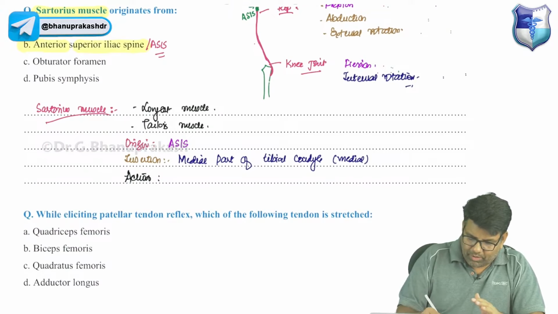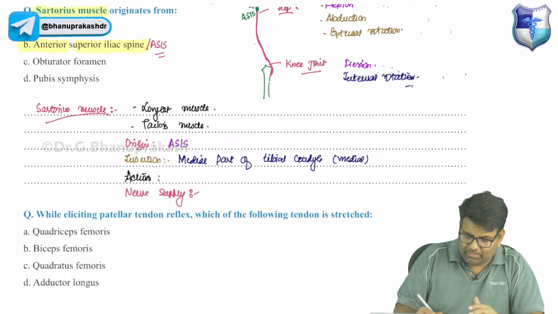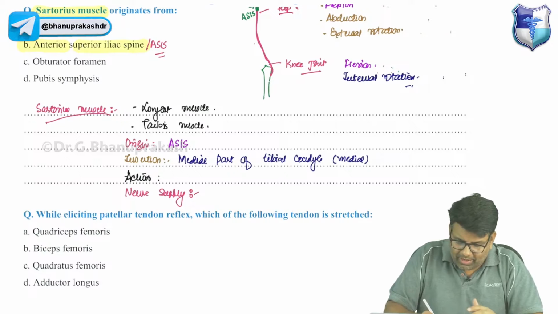So now, any idea about nerve supply? What is the nerve supply? Any idea? Nerve supply, anyone?